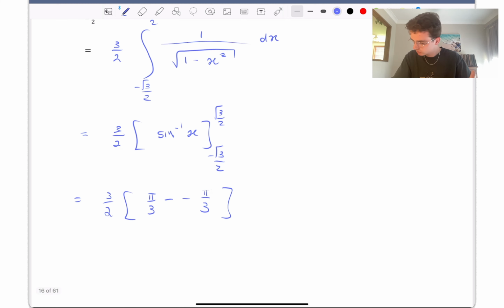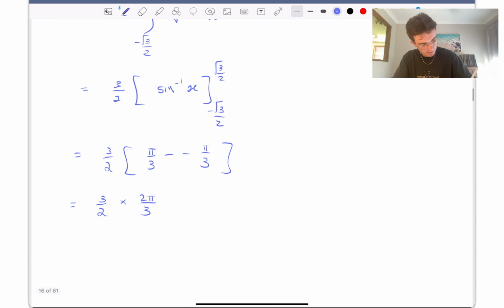So minus root 3 on 2. So 3 on 2 times 2 pi on 3, which is pi. So the answer's pi. Okay. I feel like it's not right. Let me just quickly check. No, that is right. So the answer is pi. Okay, ignore what I said then.